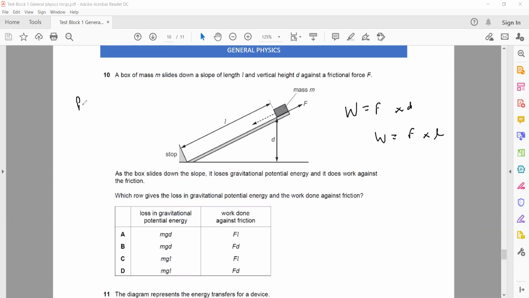And potential energy, as we know, is mgh, mass into gravity into height. So what is the height above the ground? It's d. So the potential energy will be mgd. Work done against the friction is force multiplied by L. So that's why A should be the right answer.